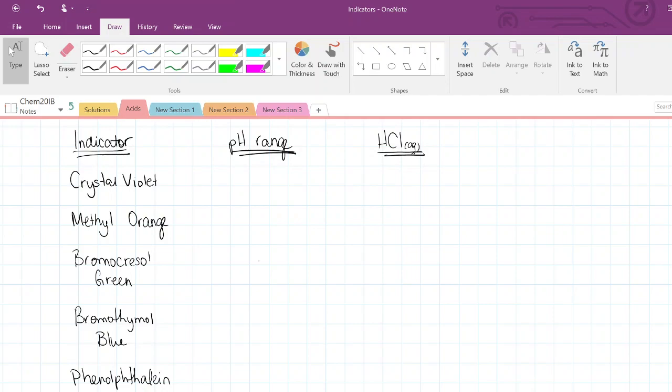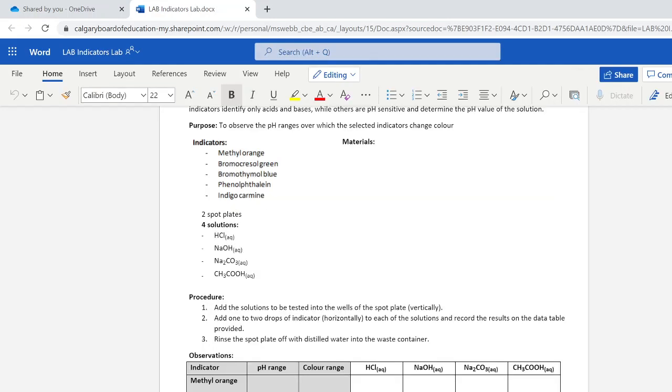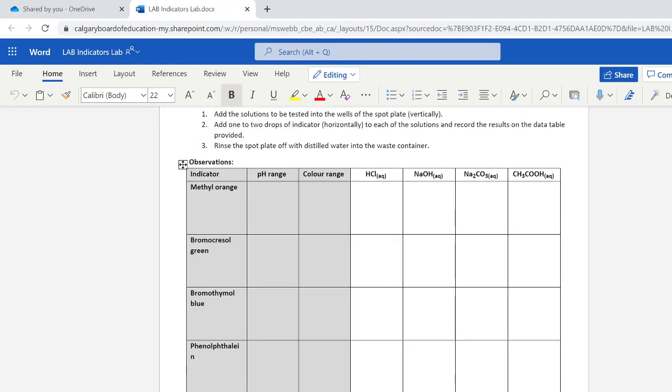Actually, let me bring up, I believe I've got it still here for you. We're going to test, I don't know if you guys can see this. There we go. We're going to test hydrochloric acid, sodium hydroxide, sodium carbonate, and acetate. And we're going to try to get the pH for these by narrowing down the colors and the pH ranges for each of these indicators. So the way we're going to do that, let me give you an example down here.